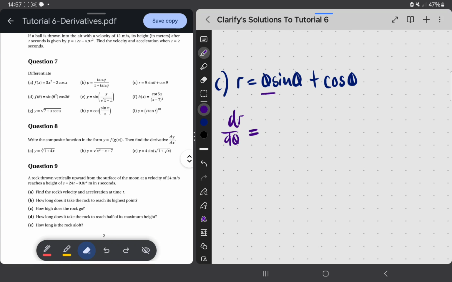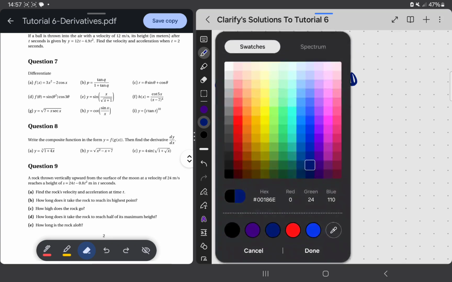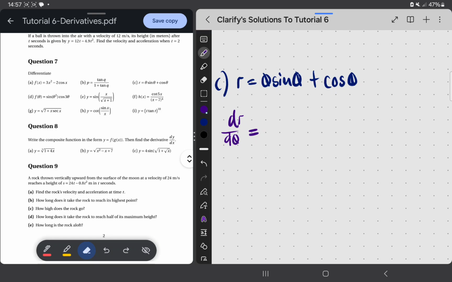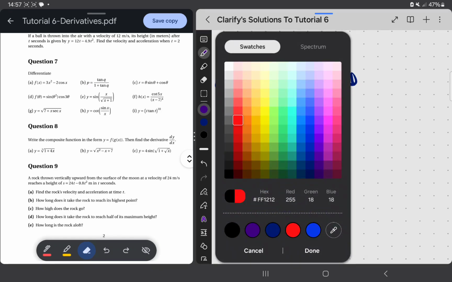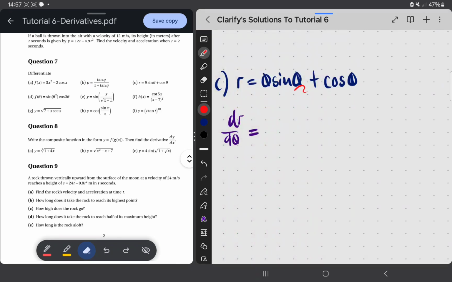What is the first thing that I see on these two? What is theta? It's a polynomial. What is sine theta? It's a trig function. Trig functions, remember, are sine, cos, tan, cosec, cot and sec, the six of them. So this is a polynomial and this is a trig function, and they're multiplying each other.